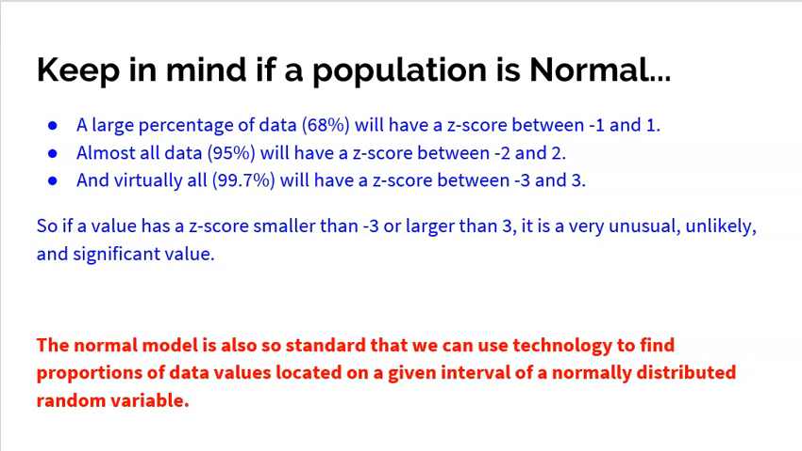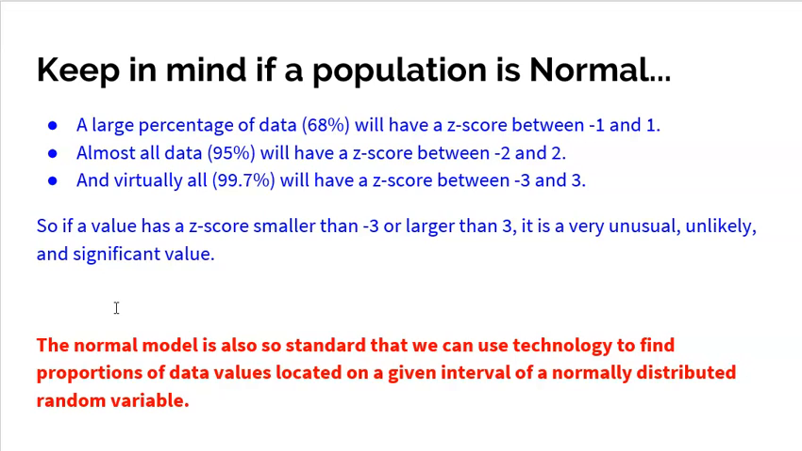So keep in mind, if a population is normal, a large percentage of data, 68%, is going to fall between a z-score of -1 to 1. Most data, 95%, is going to be between -2 and 2 standard deviations. And virtually all of a population, almost all, but not all, 99.7%, will have a z-score between -3 and 3. So if a value has a z-score smaller than -3 or larger than 3, it's very unusual, very unlikely, and I would call that a significant value. Again, if you have an apple above 3 standard deviations above the mean, that's a significant apple. I mean, that's pretty shocking.